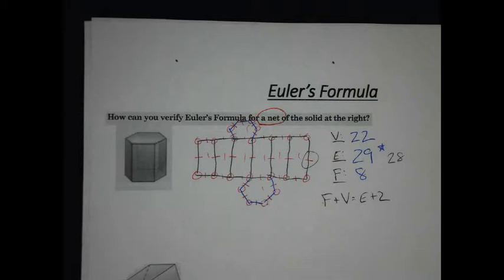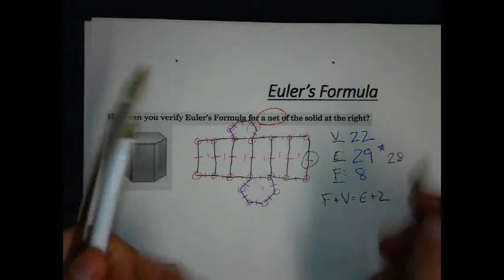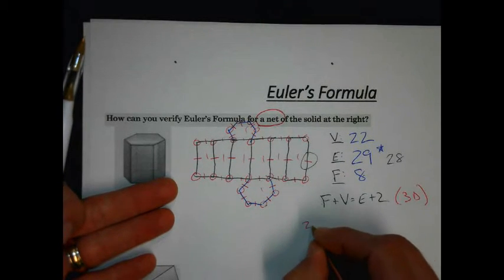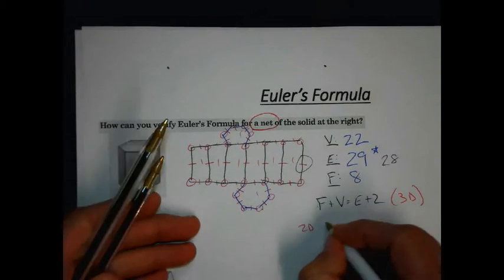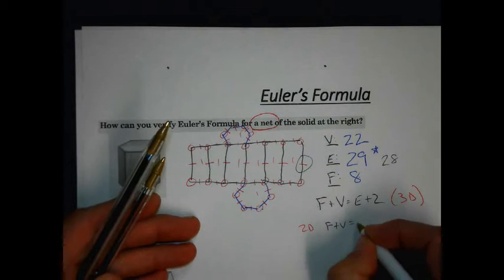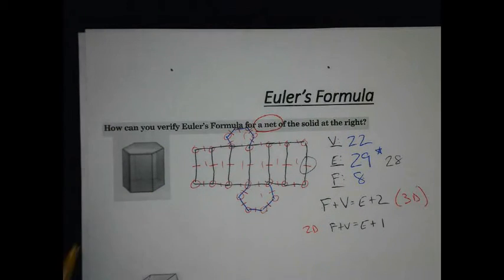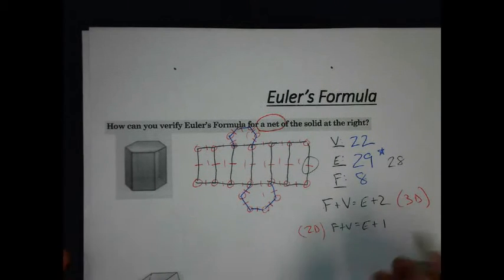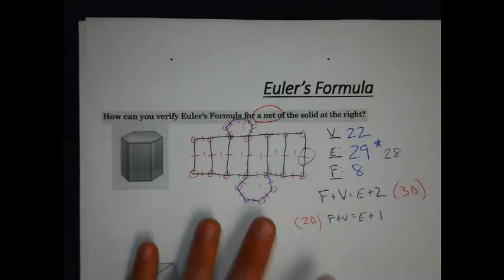So what happens is with a net in a 2D diagram, right? So this is Euler's formula in 3 dimensions. Euler's formula in 2 dimensions is actually a little bit different. It's F, the number of faces, plus V, the number of vertices, equals E, the number of edges, plus 1. That's Euler's formula in 2 dimensions because of the fact we have overcounted.